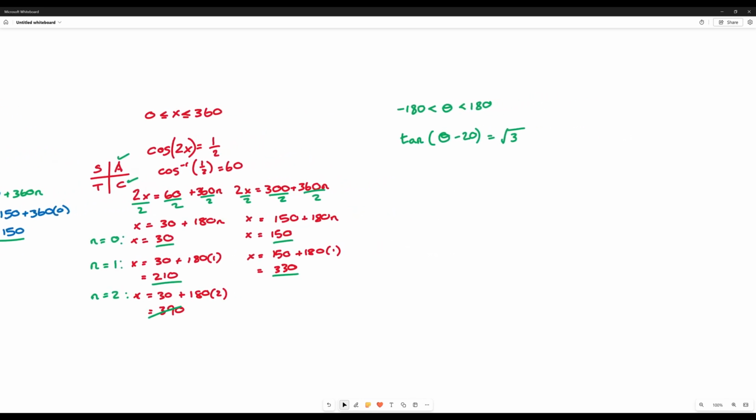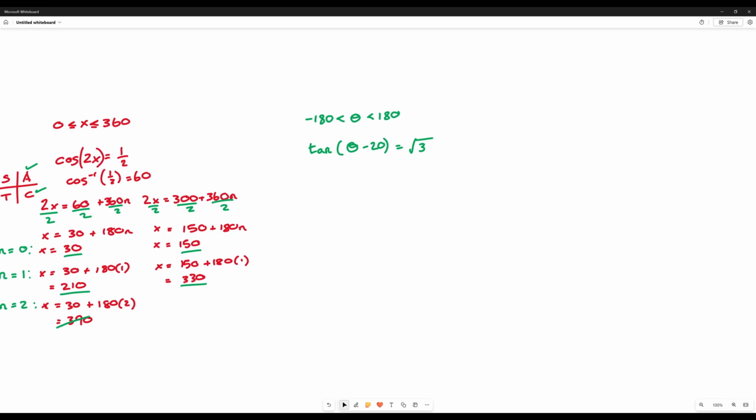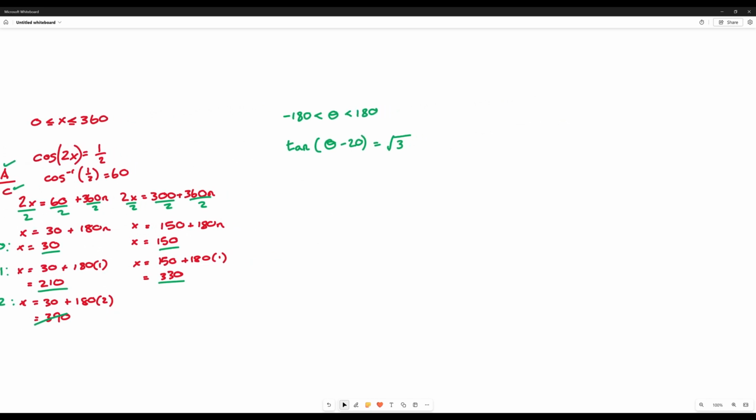Hopefully, again, hopefully I haven't made any errors in this, because if I've made errors, you guys are fucked.